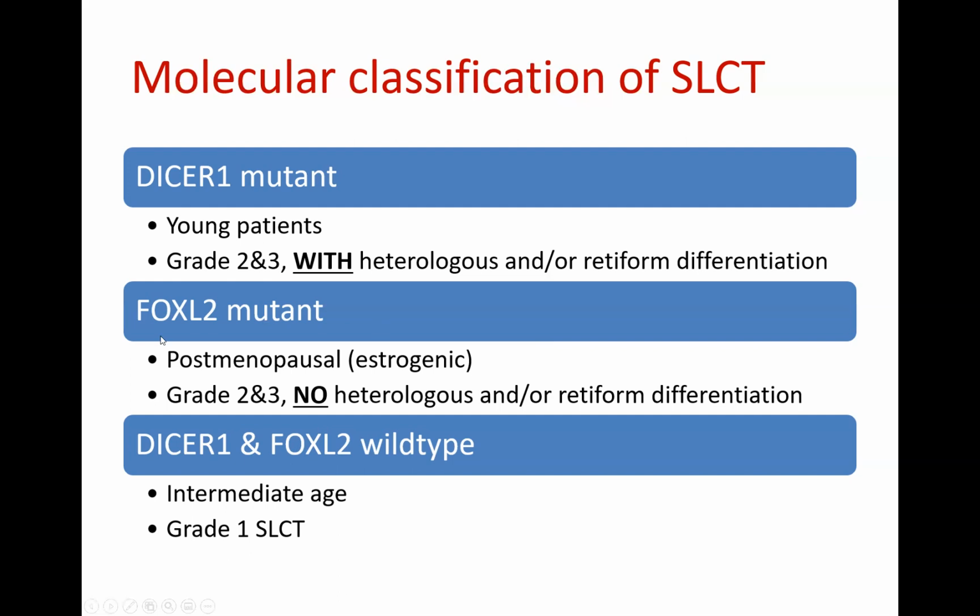On the extreme end of that, you have the FOXL2 mutant Sertoli-Leydig cell tumors, which are seen in older patients and again will be grade 2 or 3, but they don't come with heterologous components. So you may want to test for FOXL2. We don't have the stain here in our institution. We will get it hopefully soon, but the patient needs to be tested for FOXL2 mutation. And of course, you have the wild type category, which is the majority of tumors. These are seen in middle age. This case was well differentiated, and it was wild type for DICER1 and FOXL2.